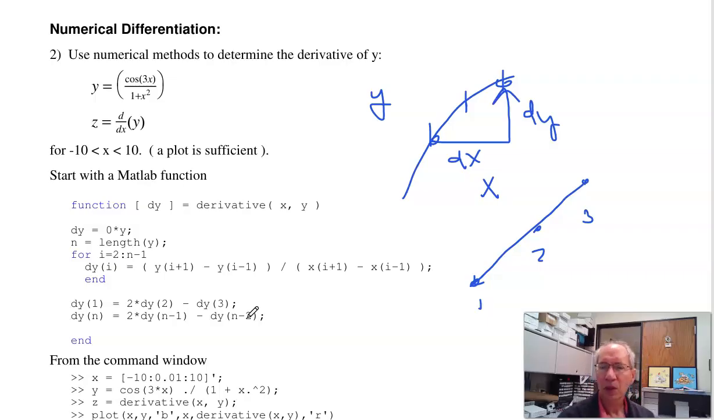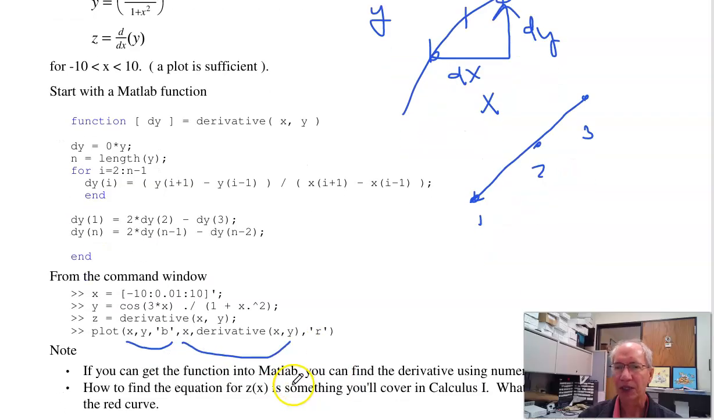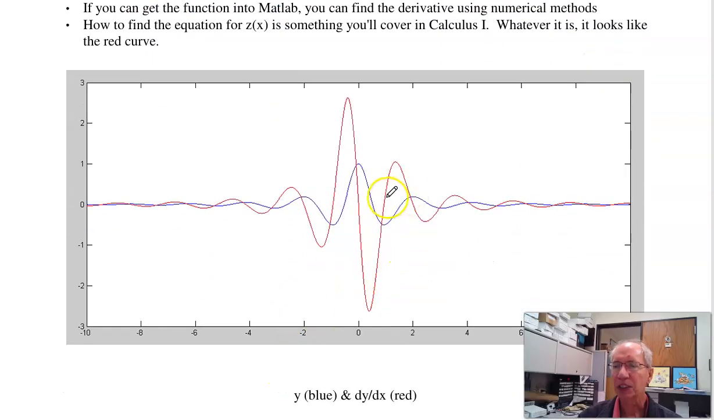Once I get my function, I can then take y as a function of x, put that into Matlab, then compute the derivative using numerical methods. Once I do that, I can plot x and y in blue, x versus the derivative in red. And here's what you get. Here is y in blue. This is the derivative, y prime in red.